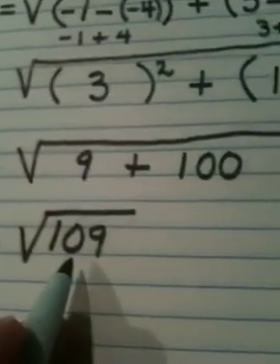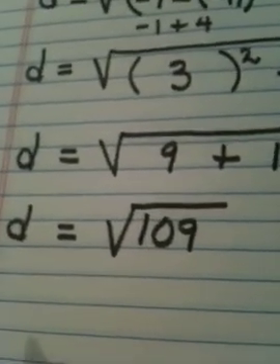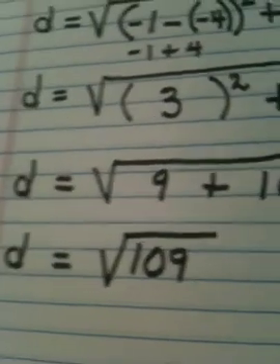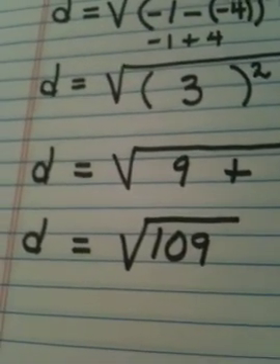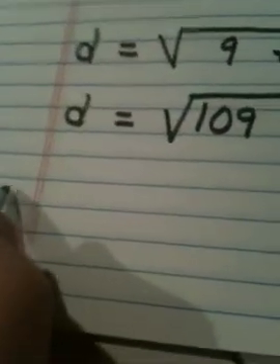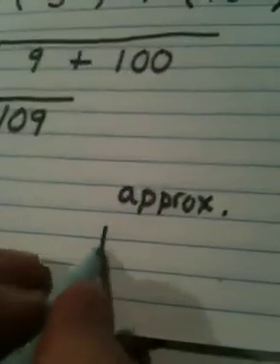Now, this answer is an exact answer, okay? And what I mean by that is we didn't start punching in our calculator. Now, if I want an approximate answer, okay, we'll come back to this one in a minute. We're going to look at the exact in a minute. If I want an approximate answer, usually I would write d is approximately equal to, that's what the squiggles mean.